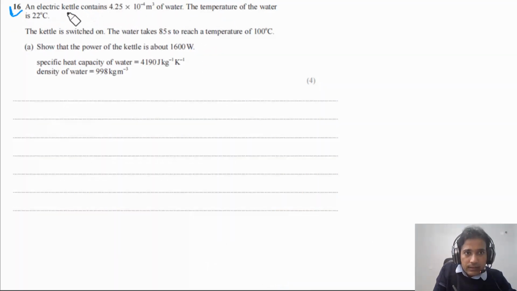Question 16 says an electric kettle contains 4.25 times 10 to the minus 4 cubic meters of water. The temperature of the water is 22 degrees Celsius. The kettle is switched on. The water takes 85 seconds to reach a temperature of 100 degrees Celsius. Show that the power of the kettle is about 1600 watts.